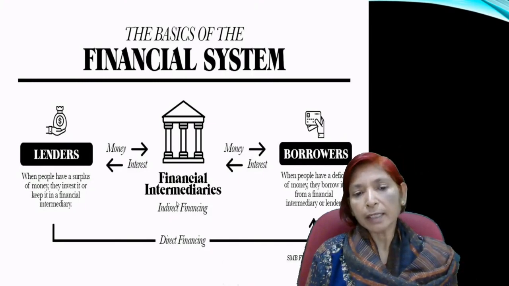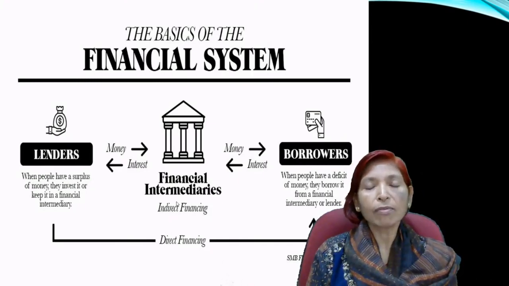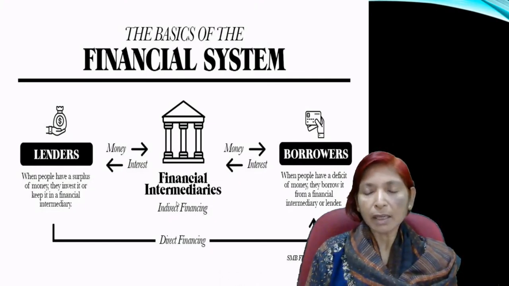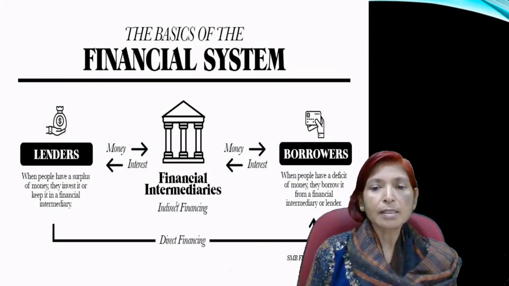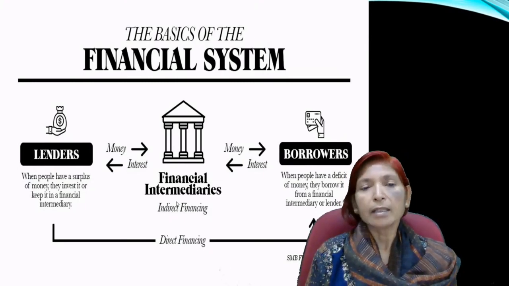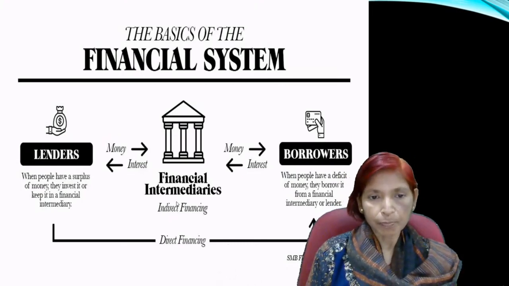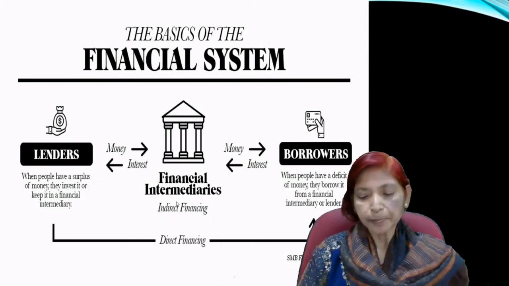Financing may be direct or indirect. So this is the basics of the financial system, in which you must understand three main things. One is lenders, second is borrowers, and third is financial intermediaries, who work in between lenders and borrowers.